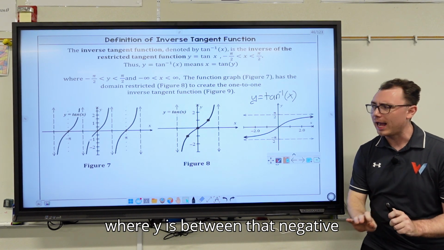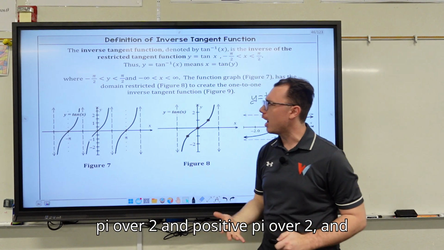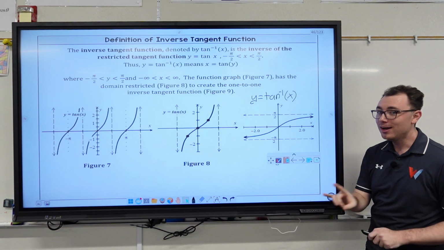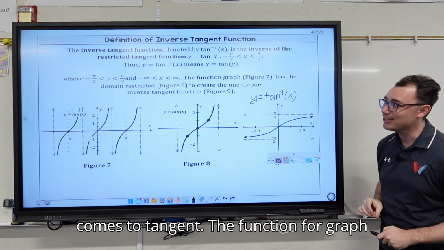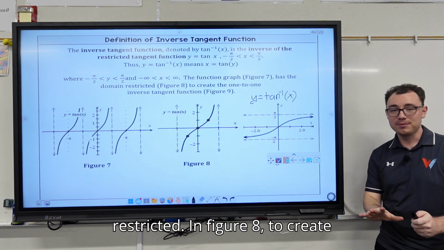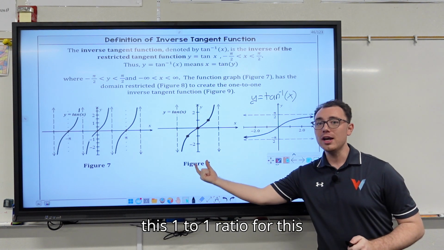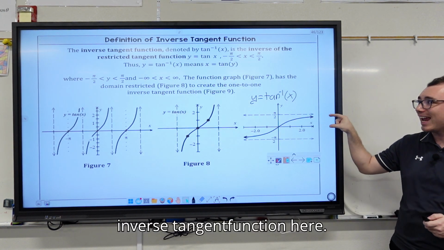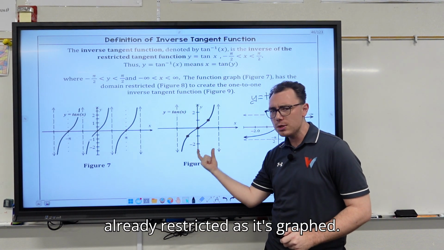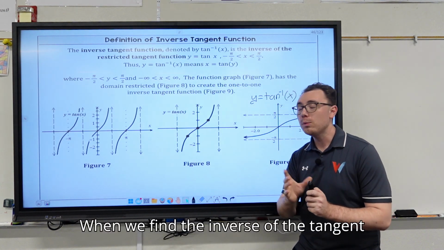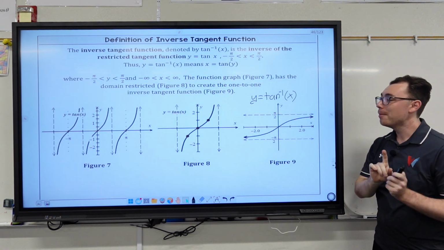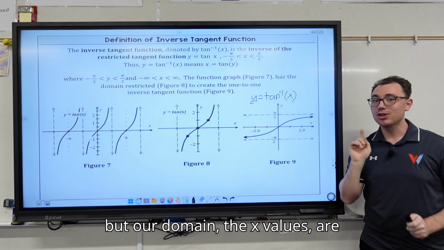When we want to look at y, y is between negative pi over 2 and positive pi over 2, and x is any real number. There's no restriction for x when it comes to tangent. The function graphed in figure 7 has that domain restricted in figure 8, to create this 1-to-1 ratio for this inverse tangent function here. Notice that our tangent function is already restricted as it's graphed. When we find the inverse of the tangent function, our range is still restricted, but our domain, the x values, are not.